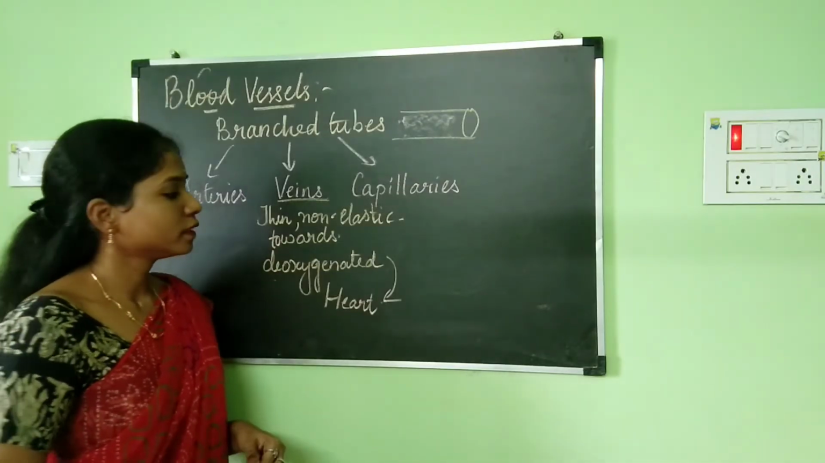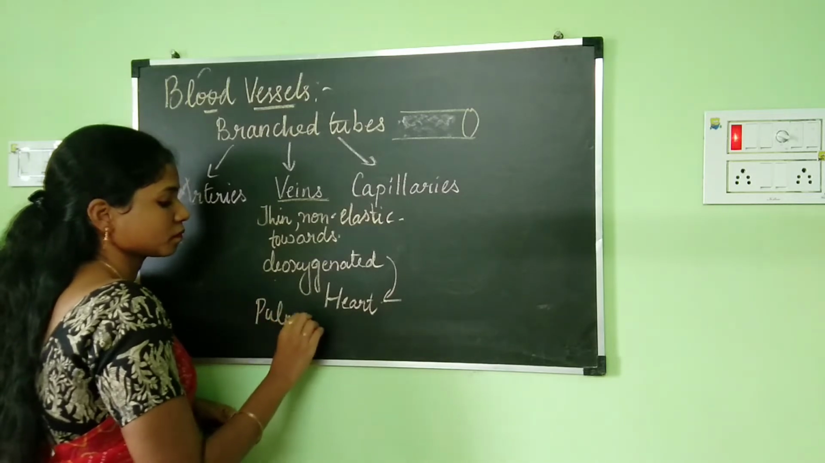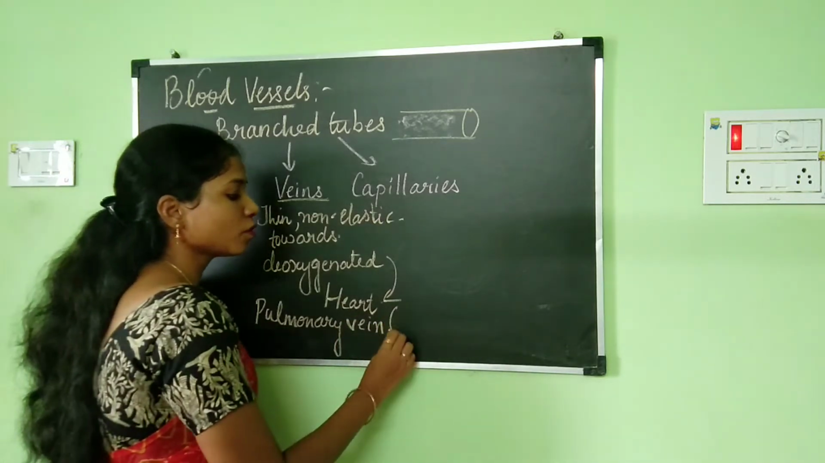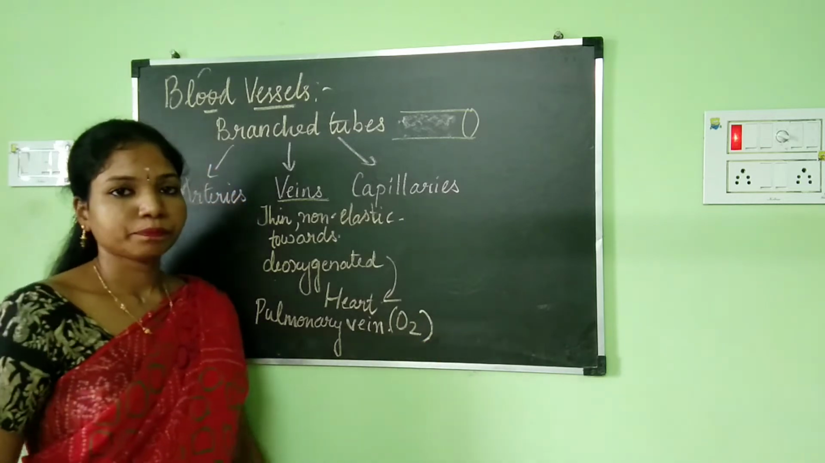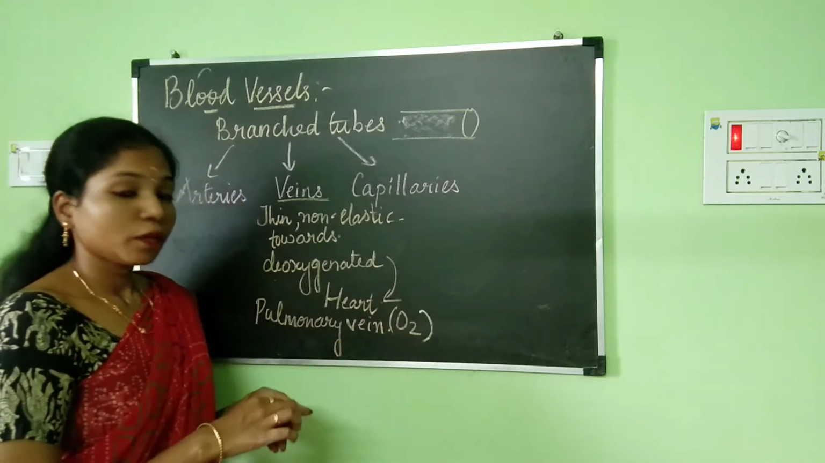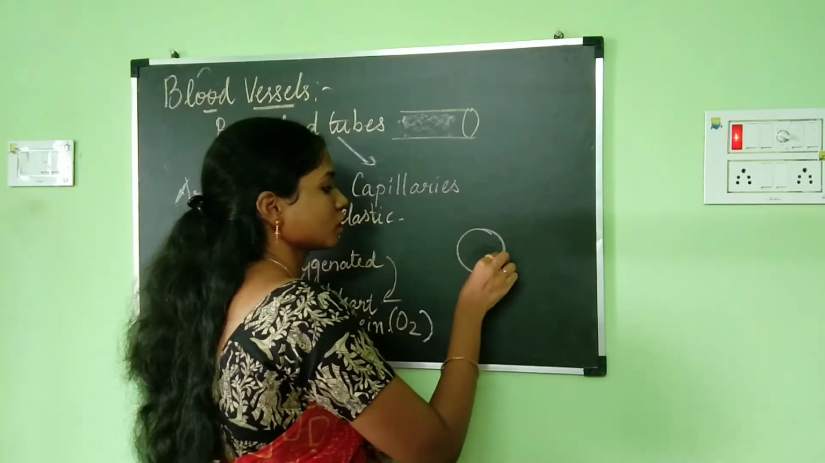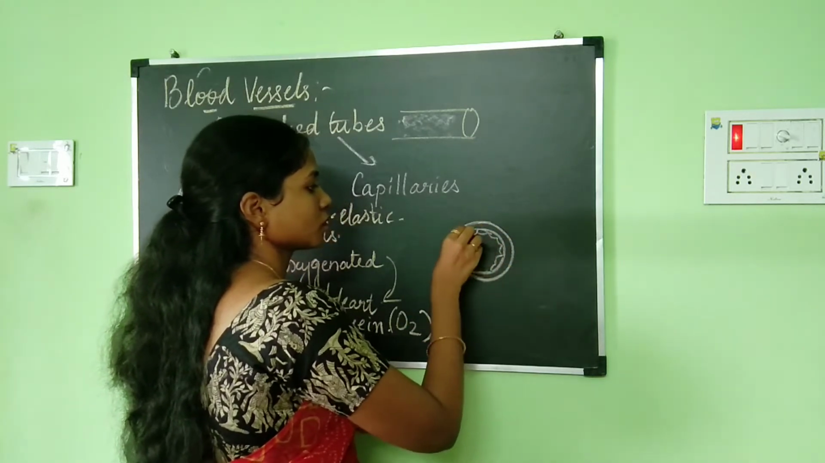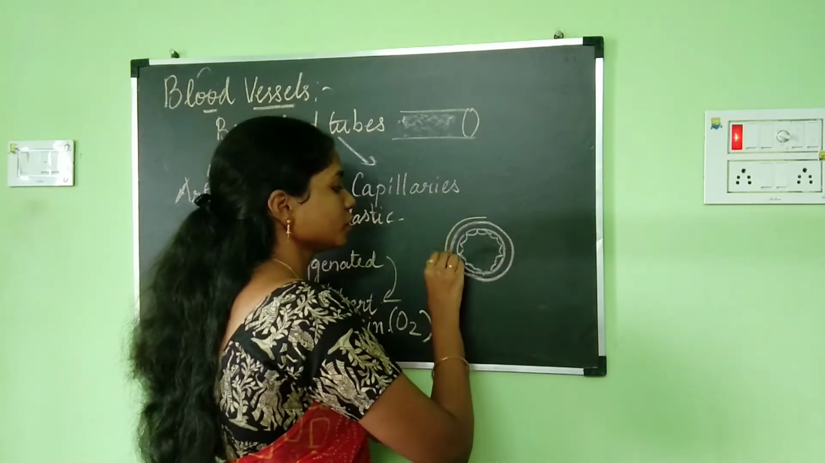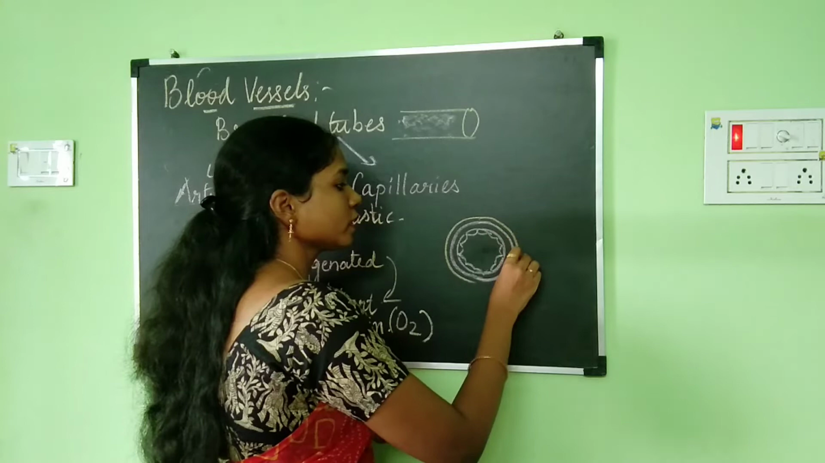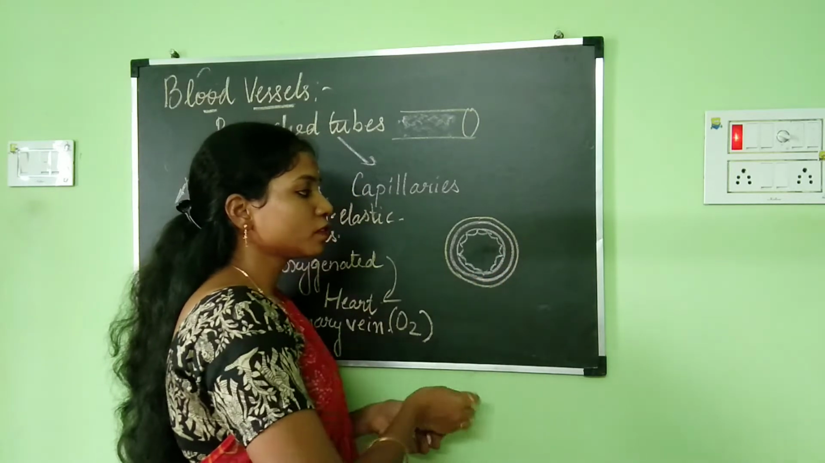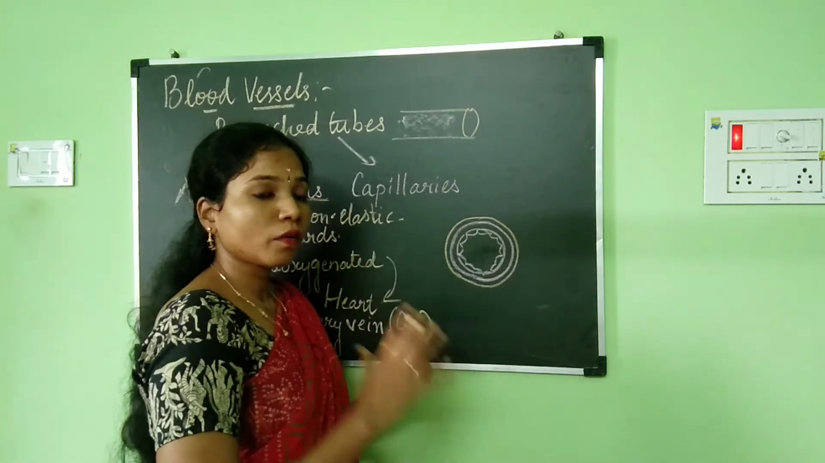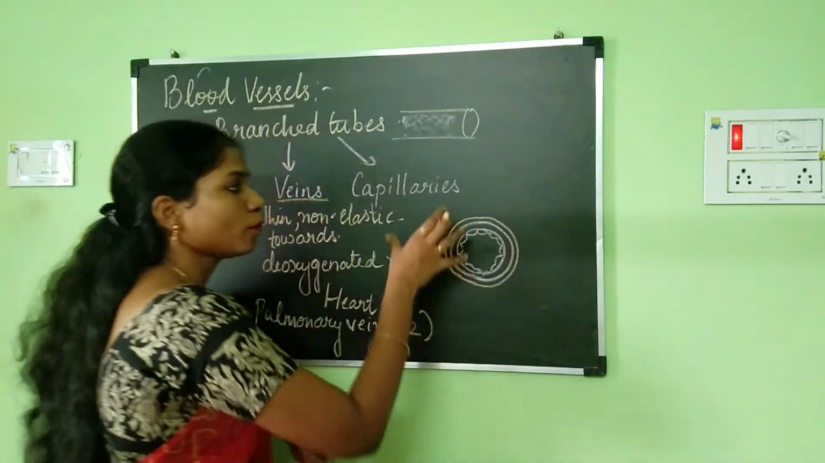Here again there is an exception. The exception is the pulmonary vein, which is the vein that carries oxygenated blood. Now I will draw the structure of the veins for you. This is how veins are going to look. If you compare the arteries and the veins, you can see the structural difference. You can see how thin the veins are when compared with the arteries. Arteries have a thick wall and veins have thin walls. I hope you understood veins now.